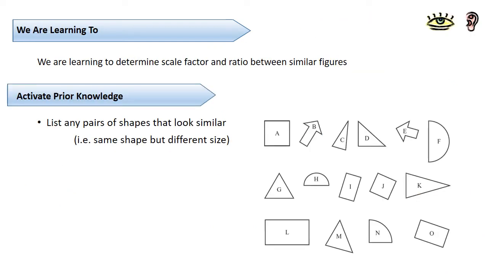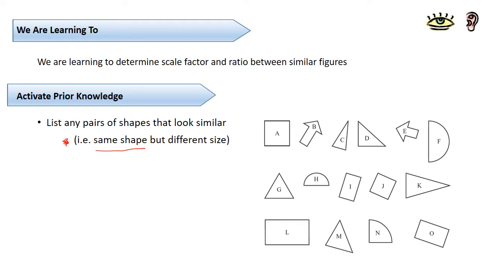And on to our new content for today. So we are learning to determine scale factor and ratios between similar figures. Okay, so what you're going to do here, guys, if you can have a look at some of these shapes, and see which of them are similar. So similar just means that they are the same shape, but different size. Give you a sec to have a look.